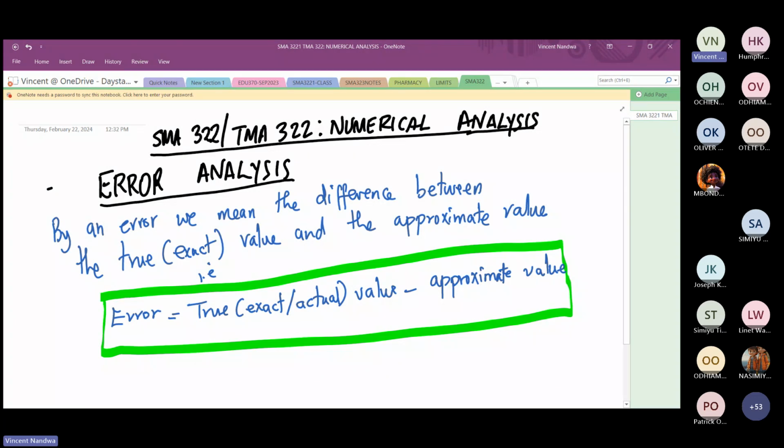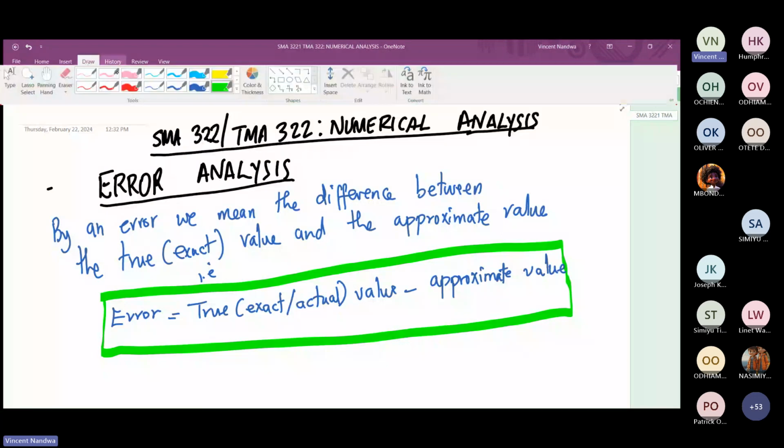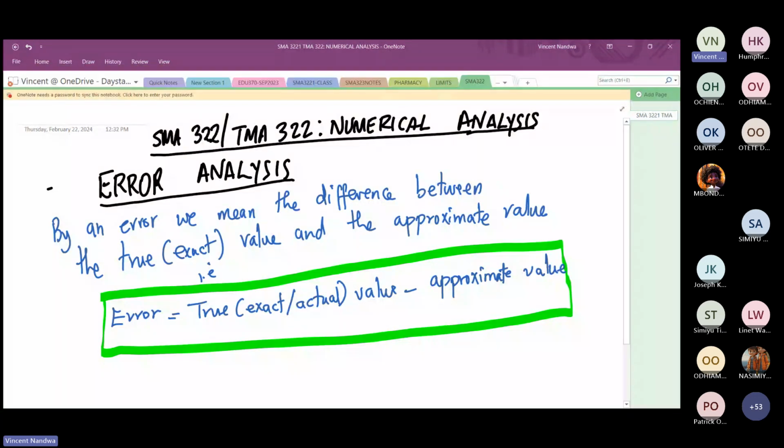I hope you can see my screen and what I'm writing. Yes. Good. Yeah. So error, we mean the difference between the true value and the approximate value.